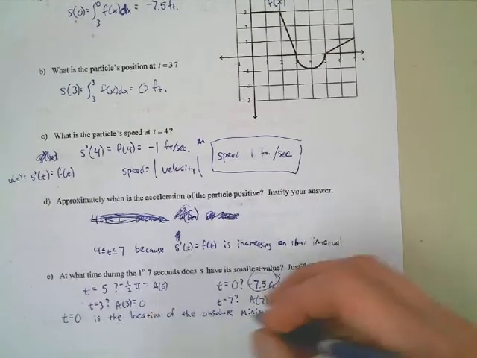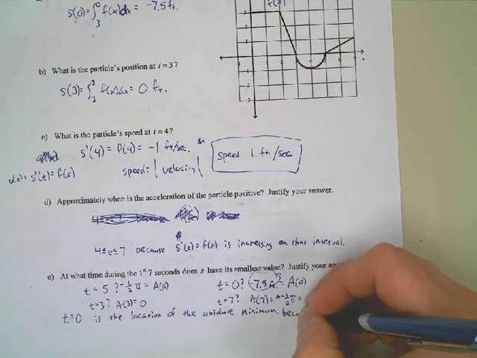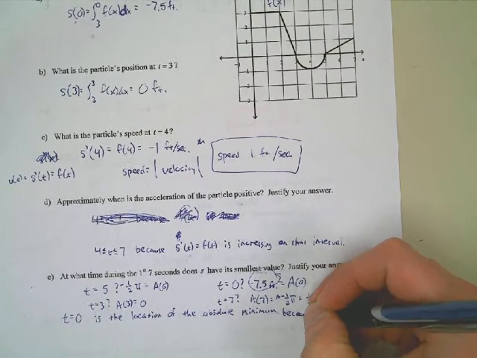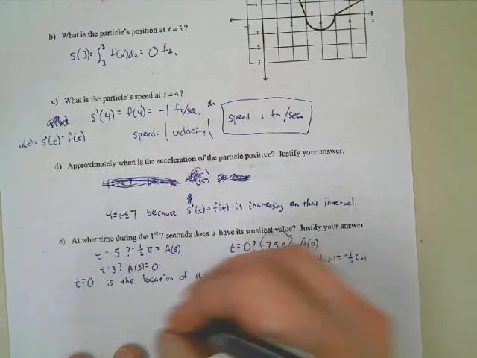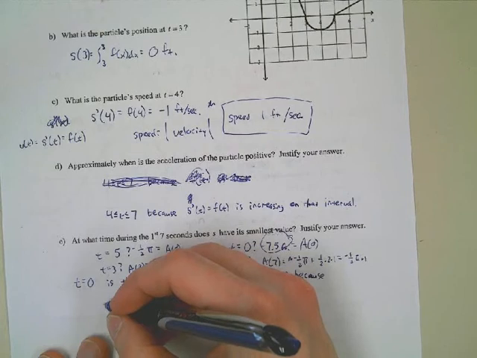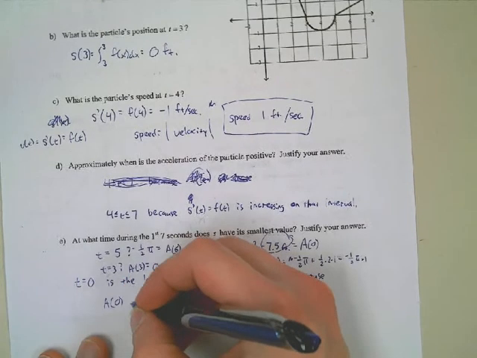The areas? Yes, I think, yes. So I'll come to that point. So t equals 0 is the location of the absolute minimum because a of 0 yields the lowest value.